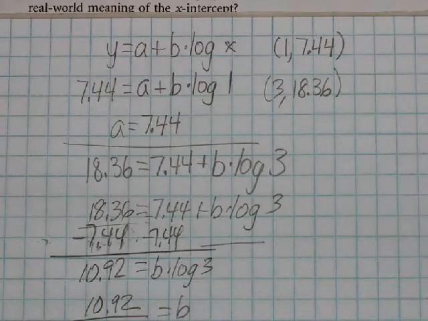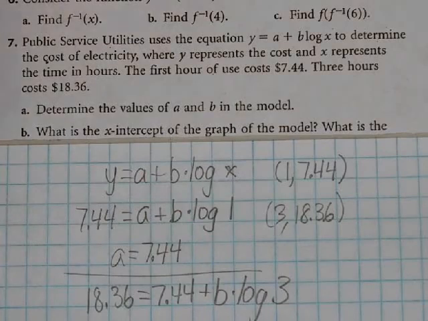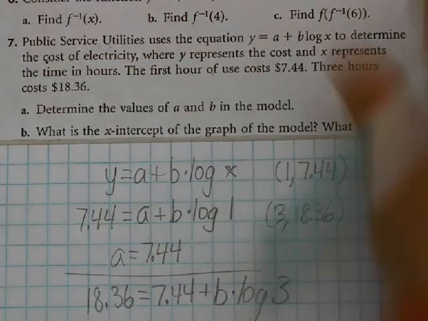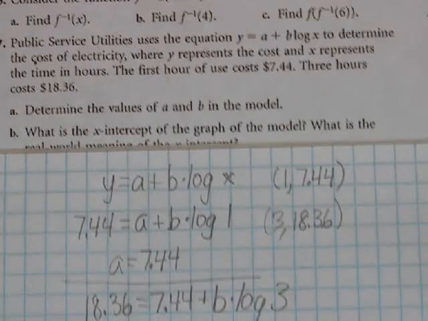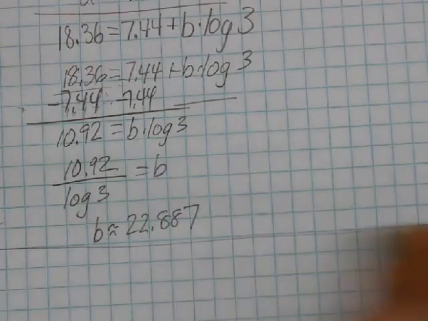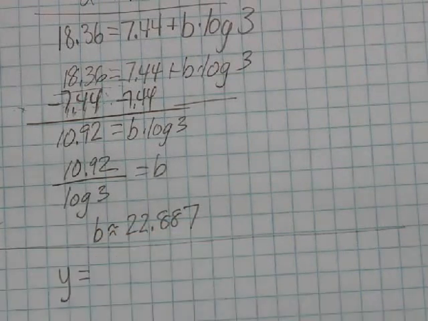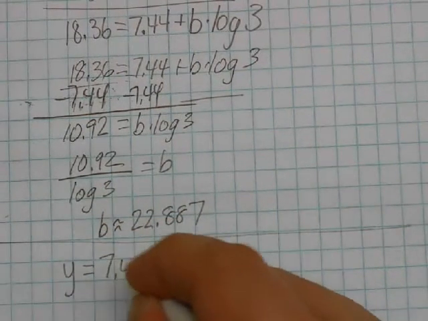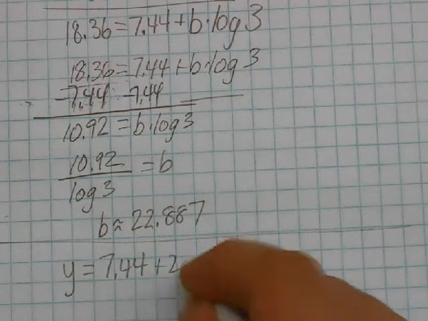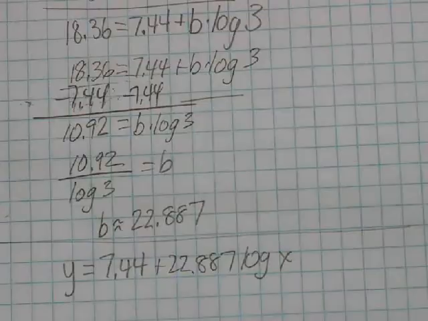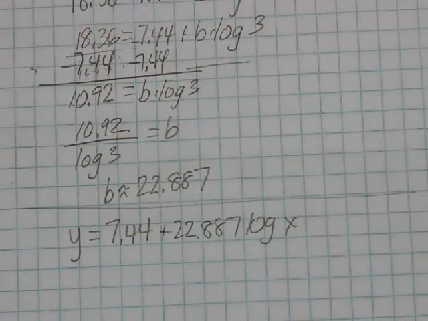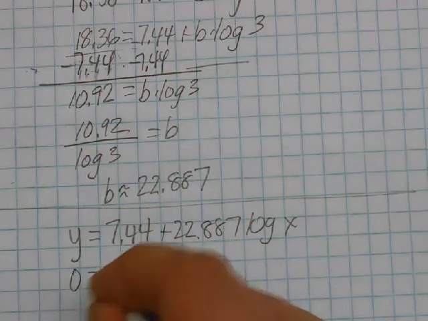Okay, so that's part A. We have that, and we'll go back to here. What is the x-intercept of the model? And what is the meaning of the x-intercept? The x-intercept is when y equals 0. So here's my equation: y equals a, which was 7.44, plus 22.887 times the log of x. So when is y equal to 0?